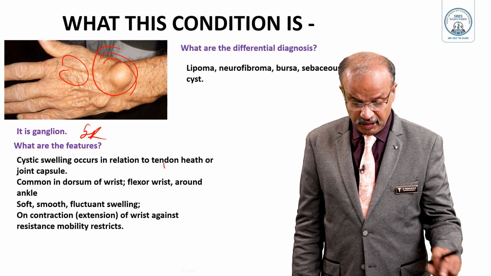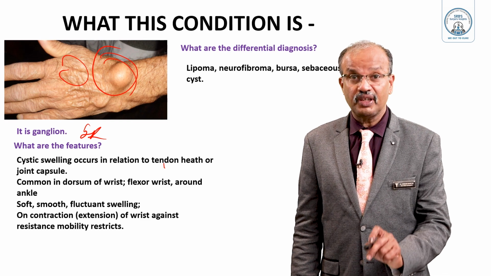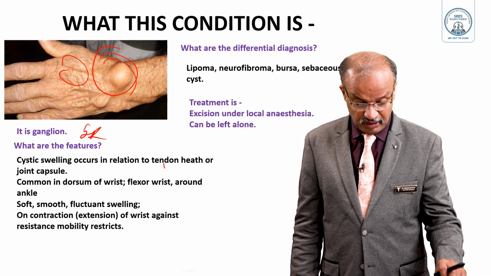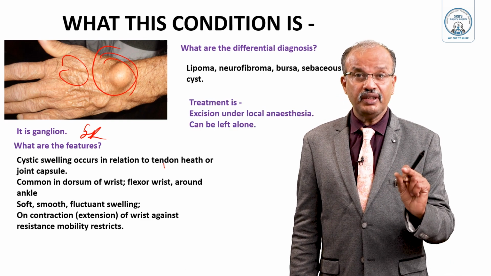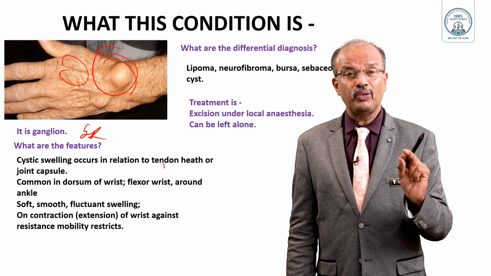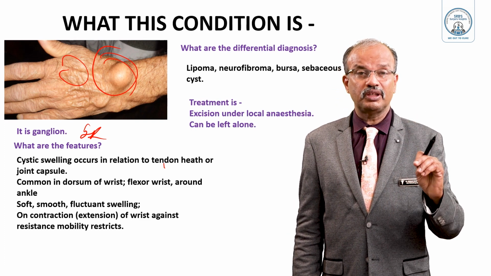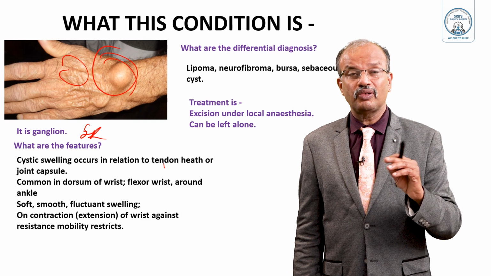What's the differential diagnosis? Lipoma, neurofibroma, bursa, sebaceous cyst. Remember, all these are possibilities. Treatment is excision under local anesthesia. It can be left alone if it is asymptomatic, if cosmesis is the only problem. Sometimes it disappears on its own.